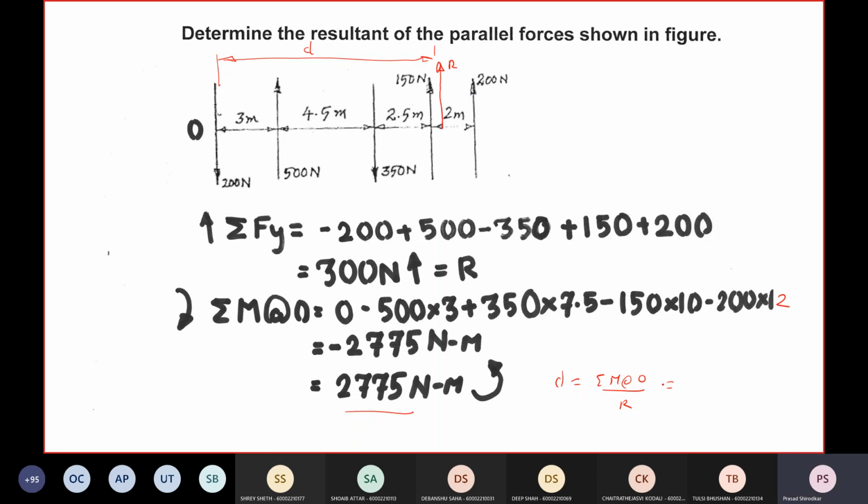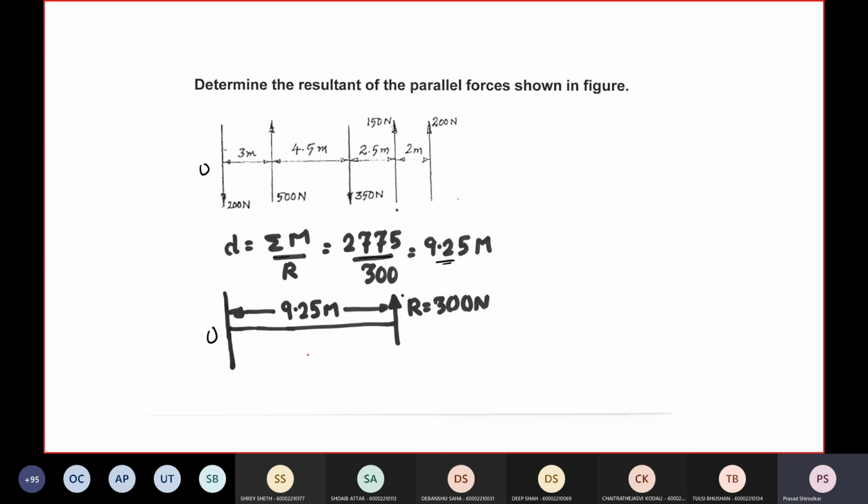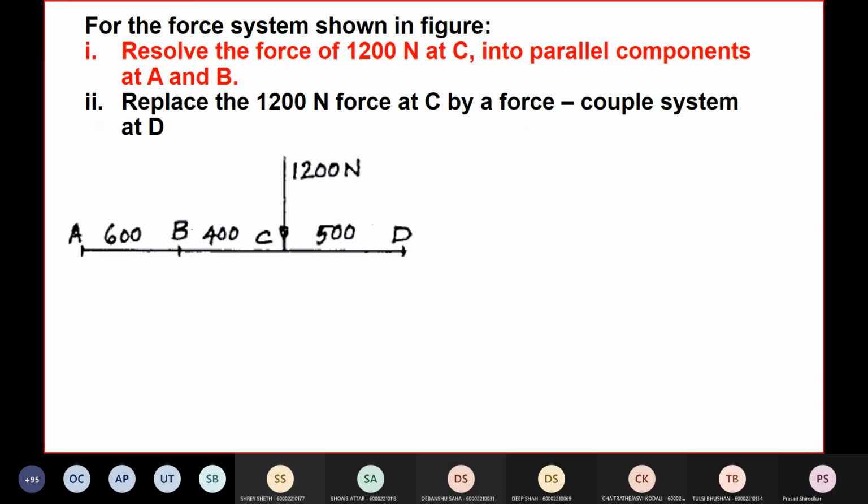Calculate. So 9.25. 9.25 meters. Okay, so that is the correct answer, and this is how you represent it. All right. So last example for today's lecture.